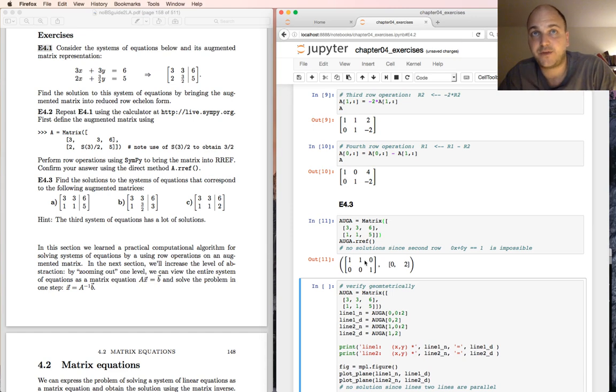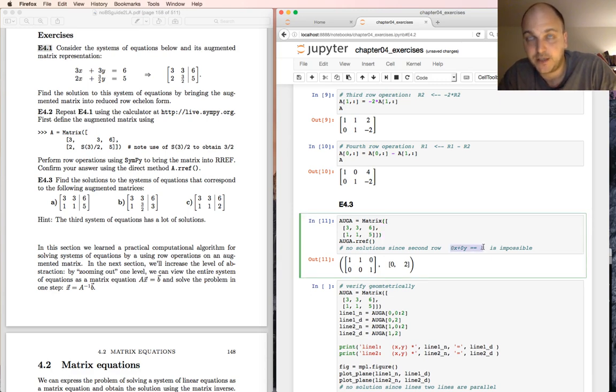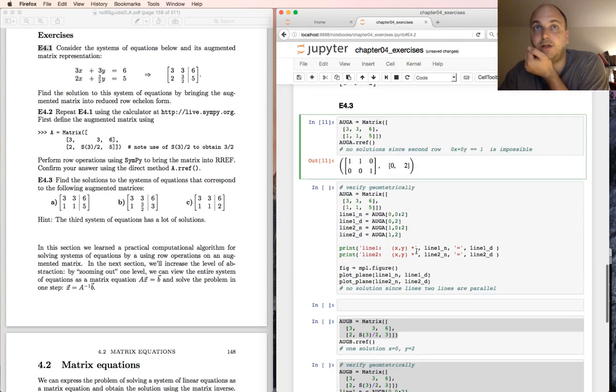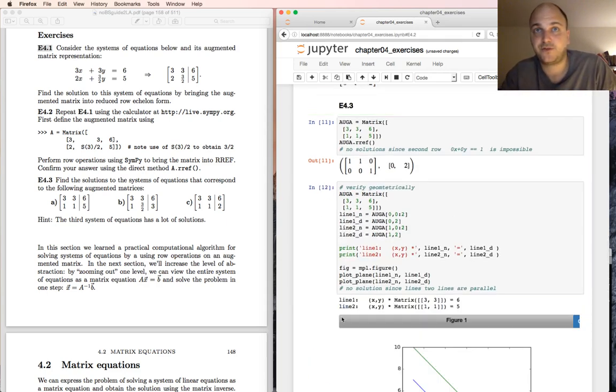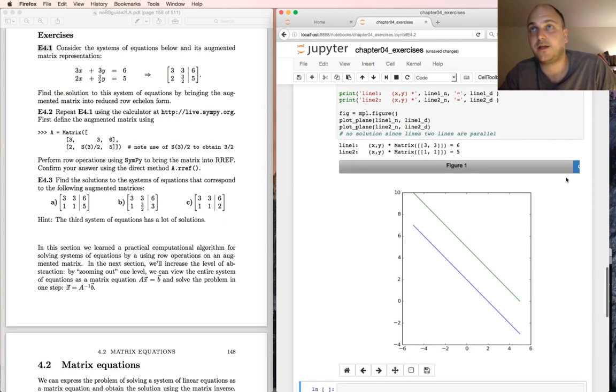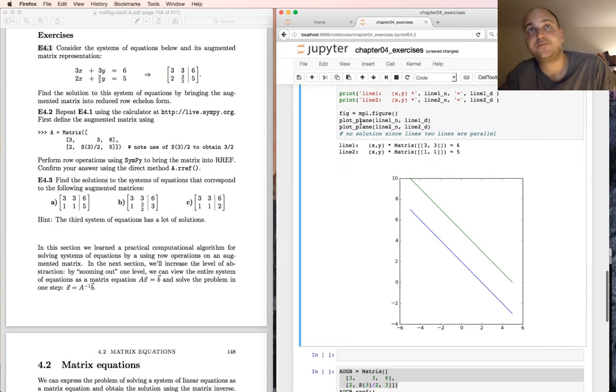So what happens here? Oh, this is that case. So we get 0, 0, 1. So imagine this equation. It translates to this equation. Now, there are no values x and y that satisfy this. So that's why this has no solution. So the answer to A here is no solutions. We're going to repeat the visualization to see what's going on. And as you can see, the two lines are parallel. So there is never a point; they will never intersect.